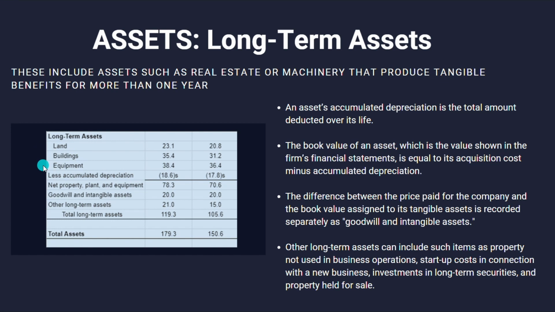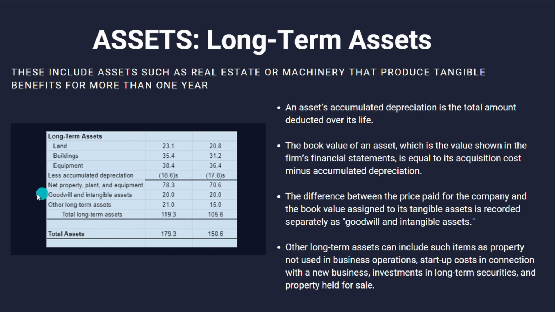When a firm acquires another company, it will acquire a set of tangible assets, such as inventory or property, plant, and equipment, that will then be included on its balance sheet. In many cases, however, the firm may pay more for the company than the total value of the assets it acquires. In this case, the difference between the price paid for the company and the book value assigned to its tangible assets is recorded separately as goodwill and intangible assets.